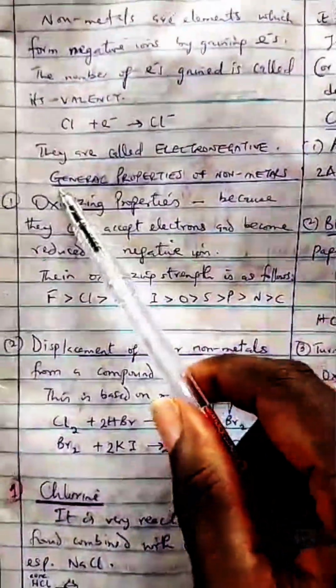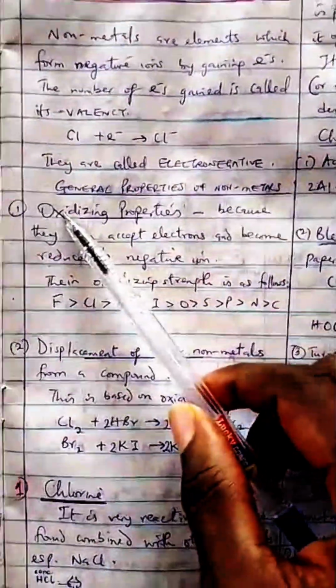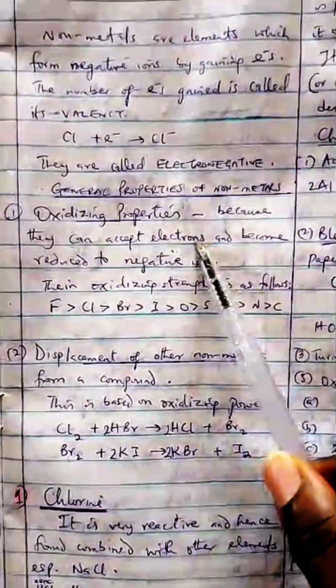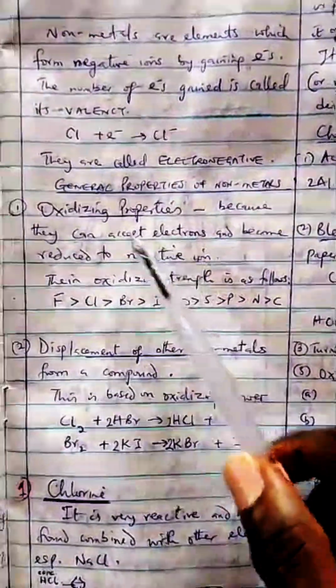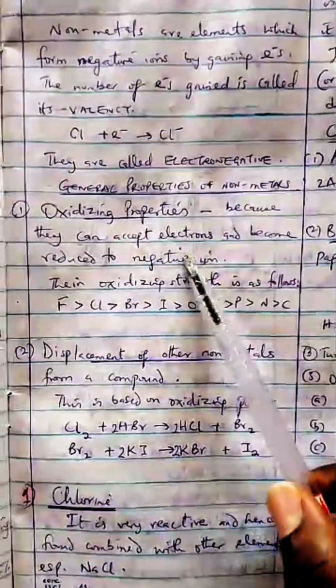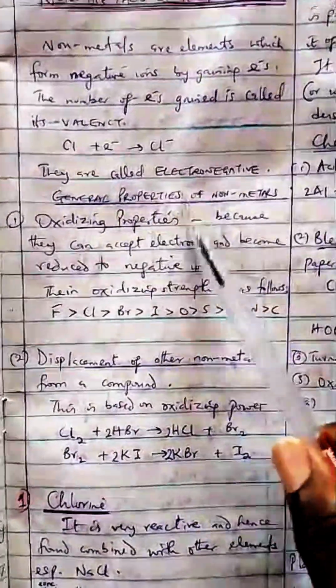Now let's look at the general properties of nonmetals. Number 1: they have oxidizing properties, because they can accept electrons and become reduced to negative ions. So they are basically good oxidizing agents.